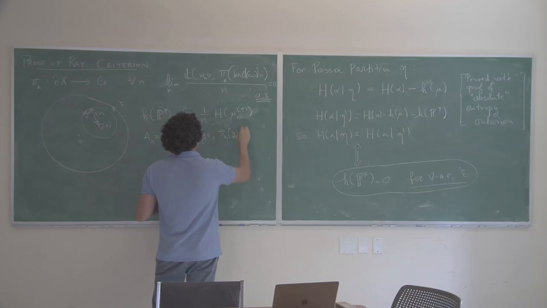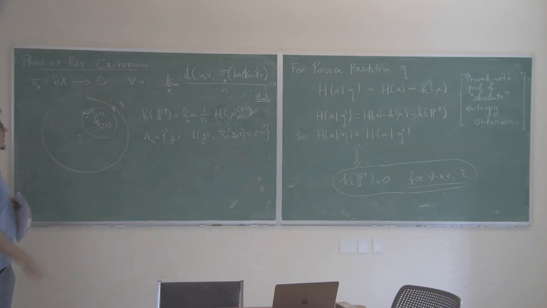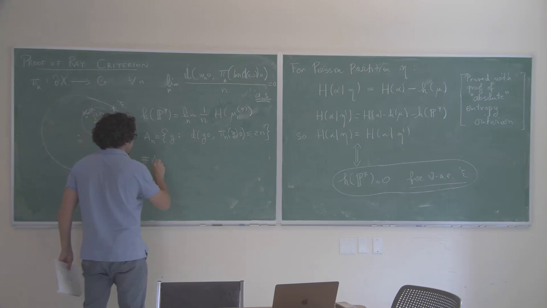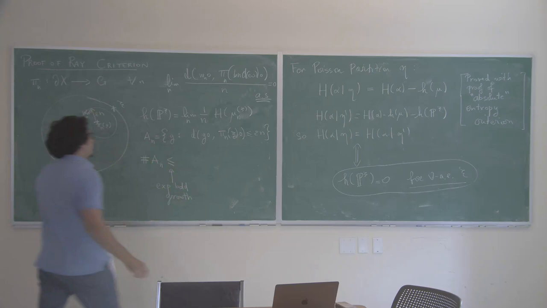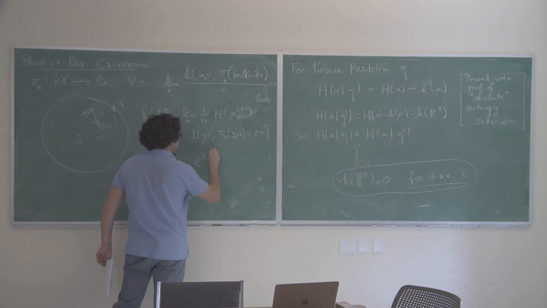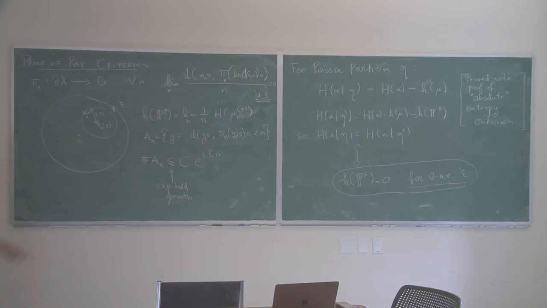It's less than epsilon n. These are the good outcomes. And that A_n complement is the bad outcome. And so the point, again, that we want to make is that the cardinality of A_n, by the exponential bound growth, is less than C e^(epsilon C n). So in particular, the lim sup, or even the limit, of 1 over n log of the cardinality of A_n, the sup maybe, is less or equal than epsilon times C.